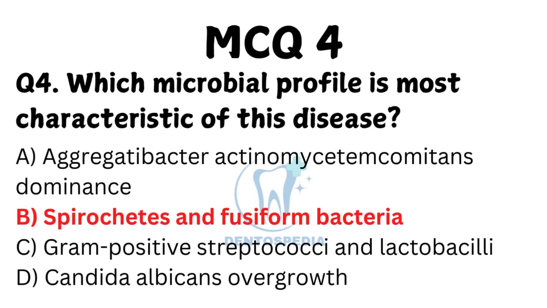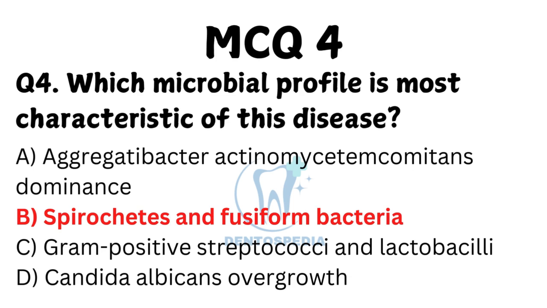The correct answer is B. Spirochetes and fusiform bacteria. Why? NUG is classically associated with the fusospirochetal complex, which includes Treponema denticola, Fusobacterium nucleatum, and Prevotella intermedia. These organisms thrive under stress, malnutrition, and smoking, when host defenses are compromised.